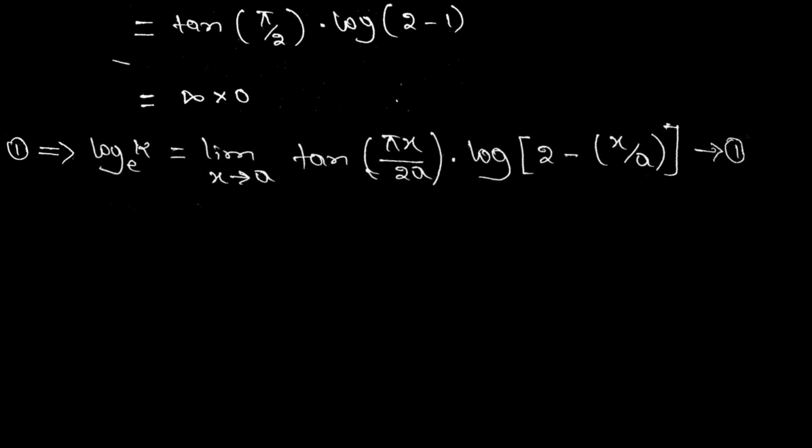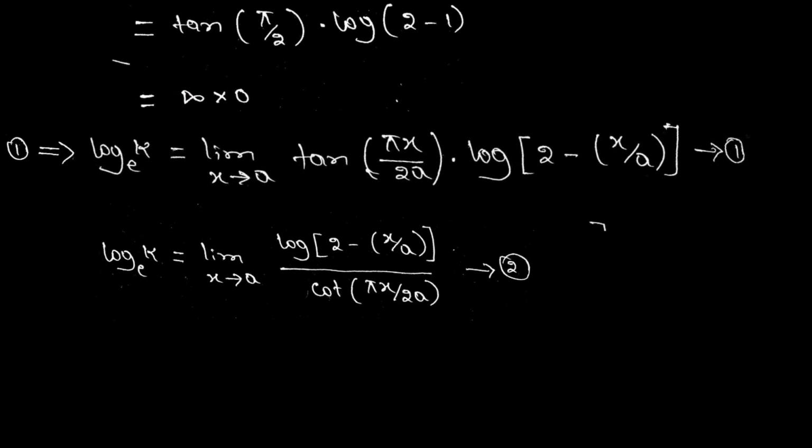rewrite this equation number 1 in the form which gives 0 by 0 or infinity by infinity, because for this indeterminate form LH rule is not applicable. So that's why we have taken equation number 1 again and rewrite this. We all know tan can be written as 1 by cot. So tan of pi x by 2a can be written as 1 by cot of pi x by 2a.